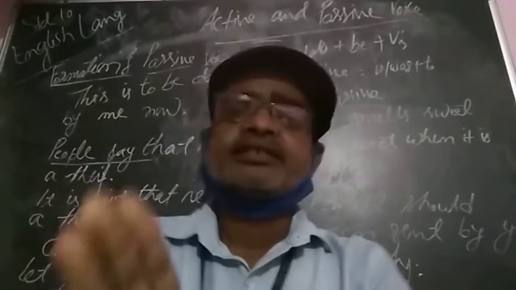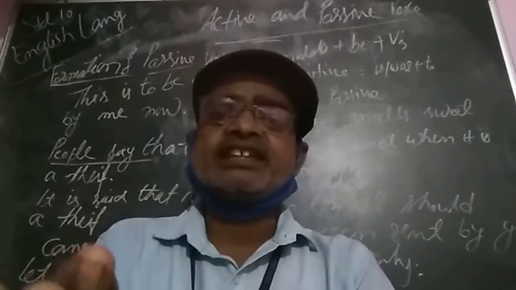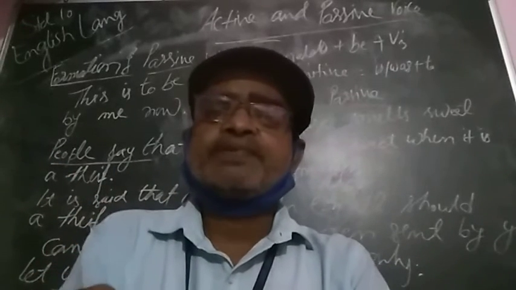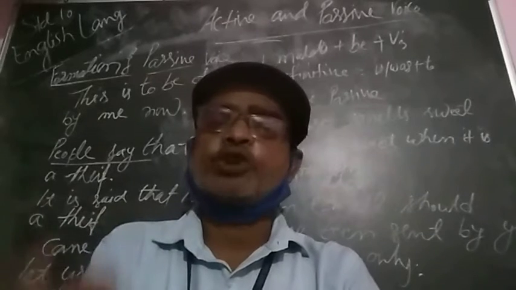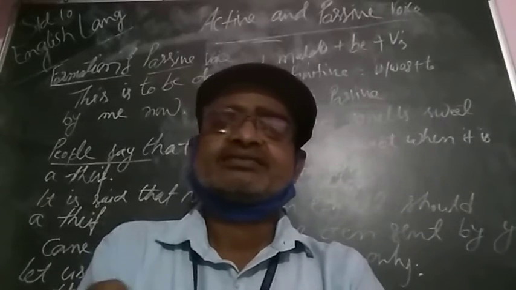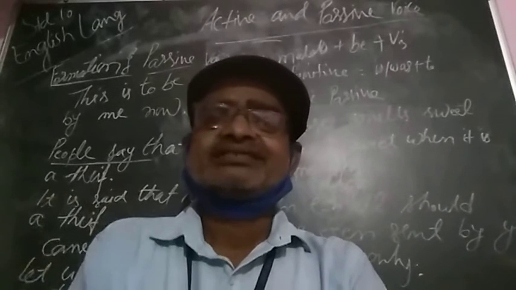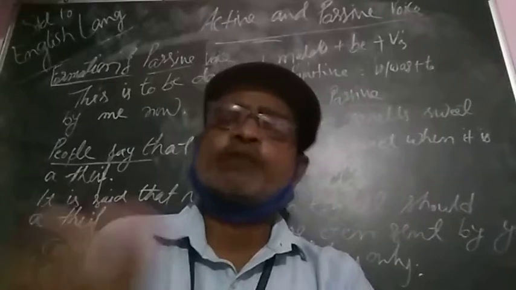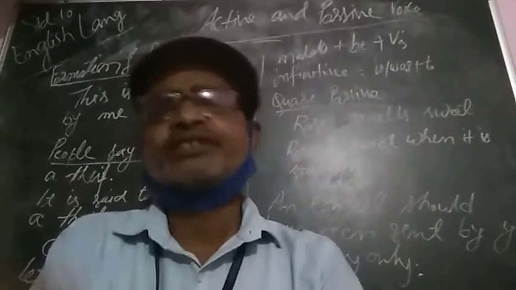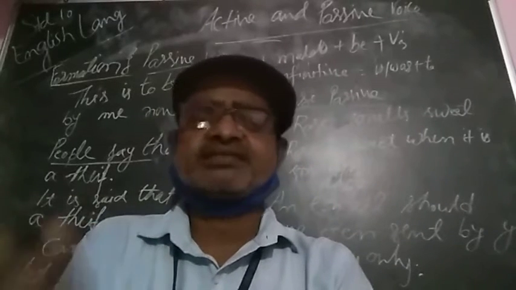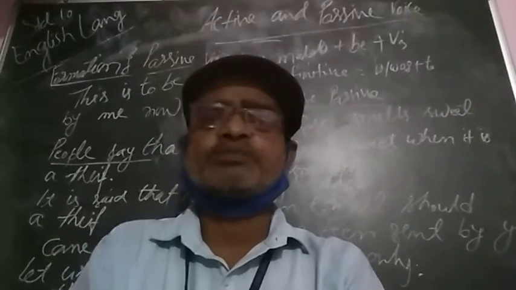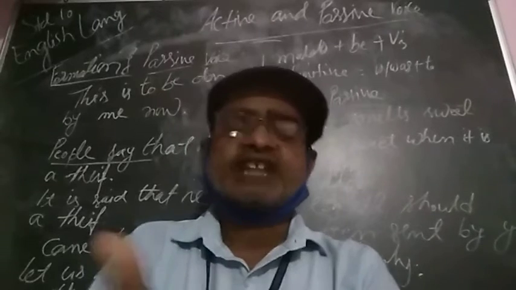Okay. So there are two cases then. If the doer of an action is not clear, means not certain. The second, when it can be understood by common sense and you don't want to mention it. So please don't use by plus objective form of subject.